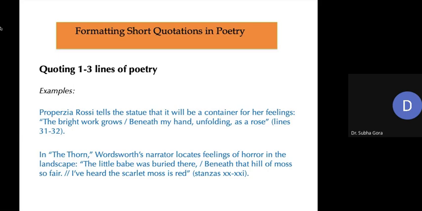Alternately, you may also incorporate 2 or 3 lines using a forward slash with a space on each side to indicate to your reader where there is a line break. Or if a stanza break occurs in the quotation, then what do you do? There we have indented. In prose, what did we do? When the paragraph changes, we indented the first line. In poetry, what do you do? You put two forward slashes.